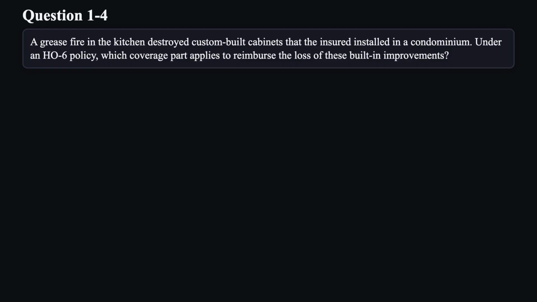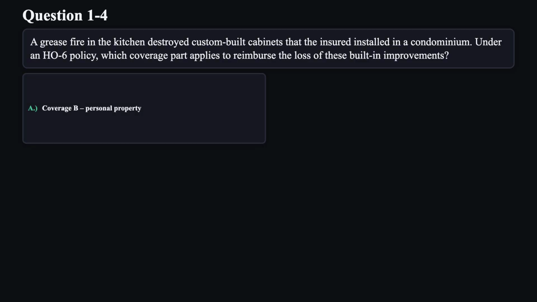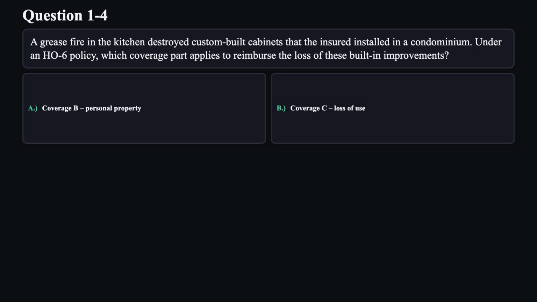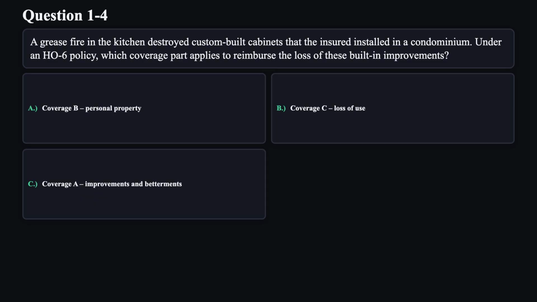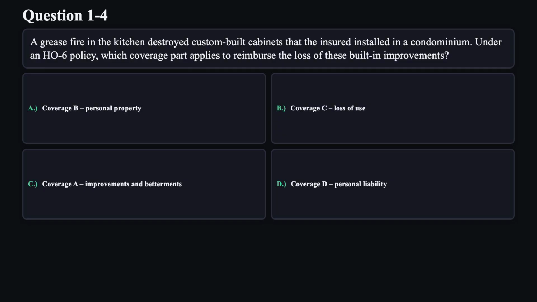Question 4. A grease fire in the kitchen destroyed custom-built cabinets that the insured installed in a condominium. Under an H06 policy, which coverage part applies to reimburse the loss of these built-in improvements? A. Coverage B, personal property. B. Coverage C, loss of use. C. Coverage A, improvements and betterments. D. Coverage D, personal liability.